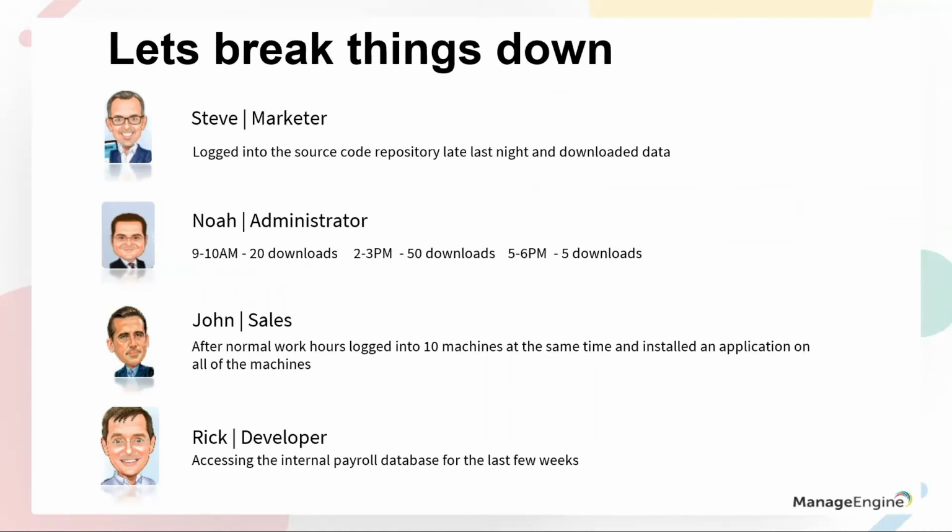So what happens if Steve, Noah, John, Rick, each from respective departments, know what's happening in the organization, and they start logging into source code repository, downloading multiple files, logging into 10 different machines at the same time and installing applications and accessing the internal payroll database. How are you tracking all of this information?